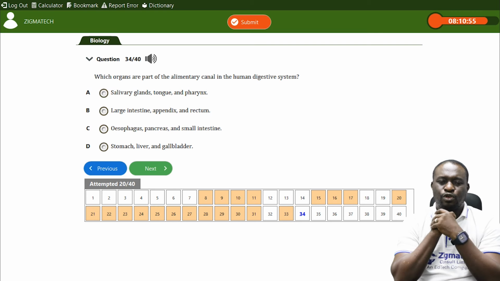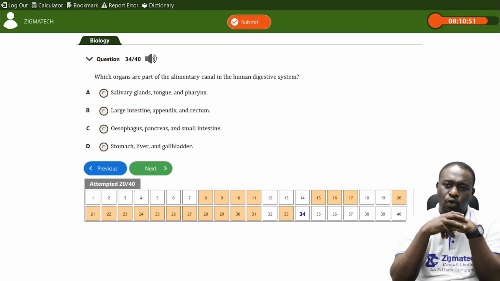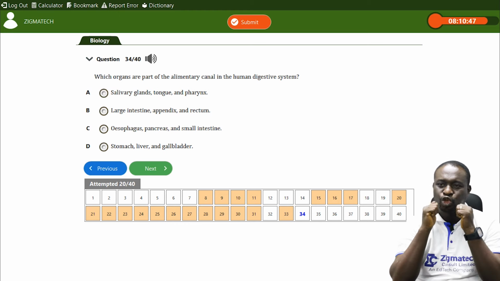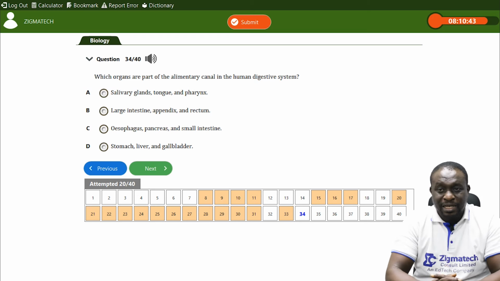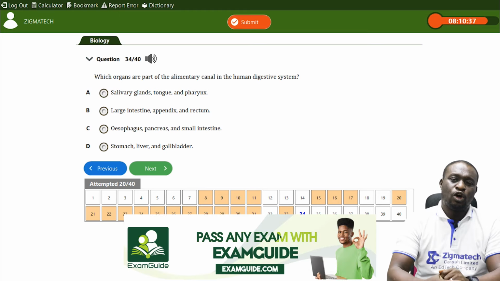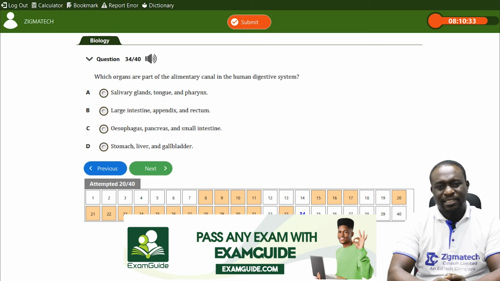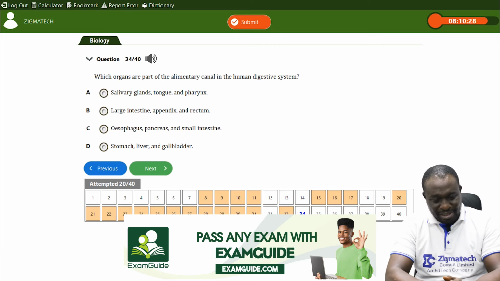Okay, let's take a look at question 34. Now, question 34 says, which organs are part of the alimentary canal in the human digestive system? So which of them is part of the alimentary canal in the human digestive system? Now, let's take a look at options A, B, C, and D. A says salivary gland, tongue, and pharynx.